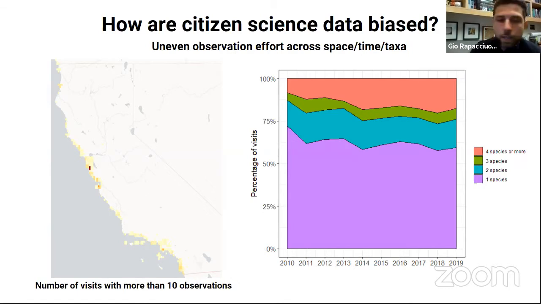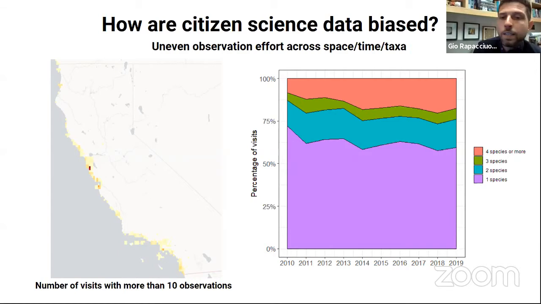And so in the map here, you can see the number of visits or observation events that have generated more than 10 observations across the coast. And those vary as well across the coast. So in the South Bay there, where we're particularly active, in Pillar Point, you can see a bright red spot there.